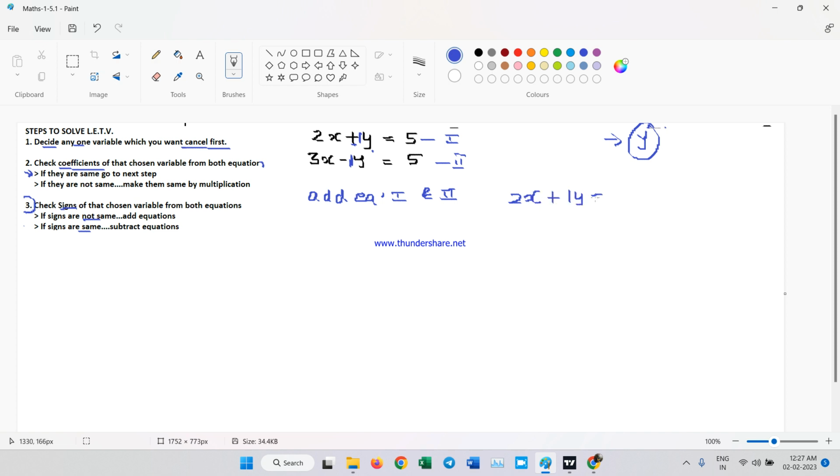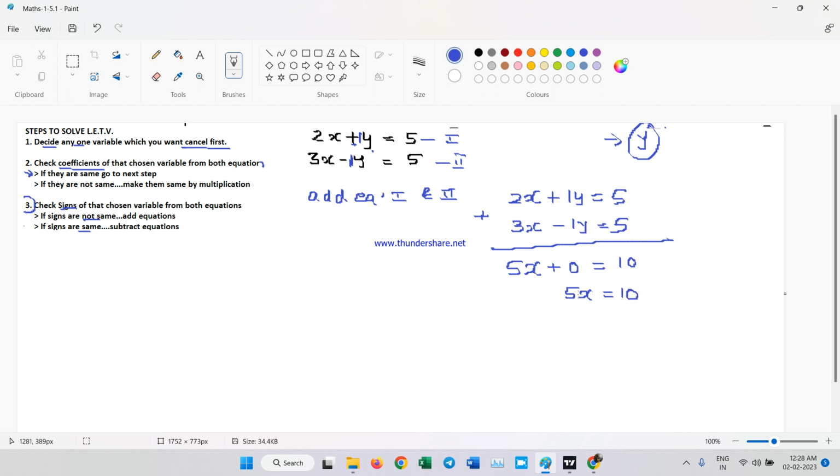2x plus 1y. It will not matter if I do not write the 1 here. I am going to add whatever addition or subtraction takes place with the coefficient part. So here 2 plus 3, the answer will be 5x. Here plus 1 minus 1, the answer will be 0. And 5 plus 5, the answer will be 10. So now here you get 5x is equal to 10.